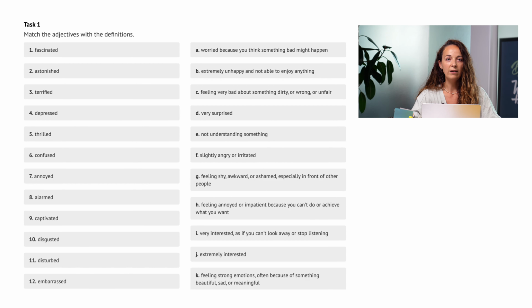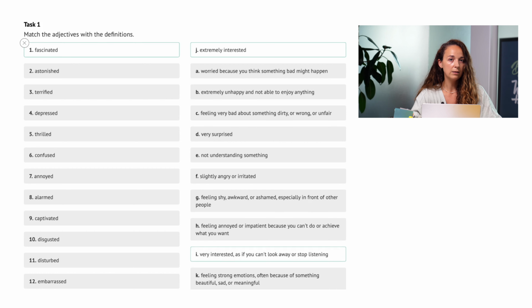In this task, you have 18 different adjectives all ending with ed. It means that they describe feelings or characteristics. Yes, you're right, feelings. Please match these adjectives with their meanings. You have about 6 minutes for this task. Once you're done, check yourself.